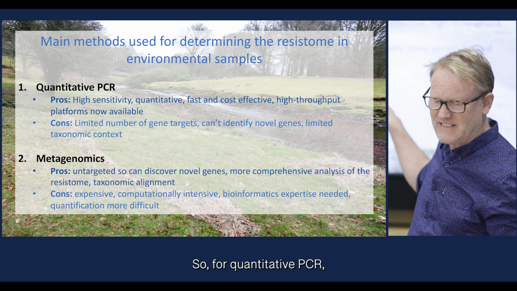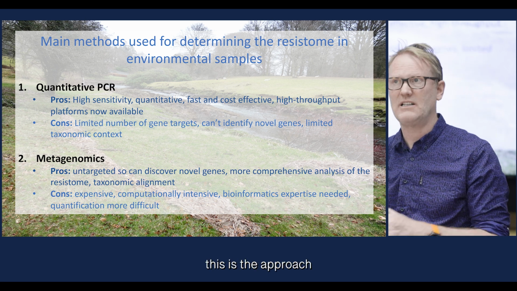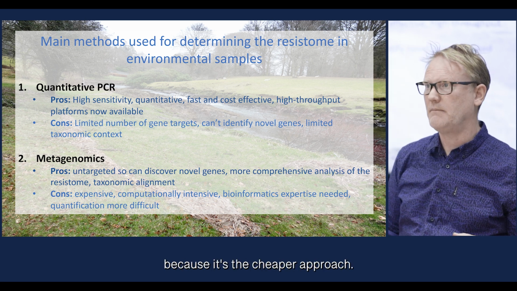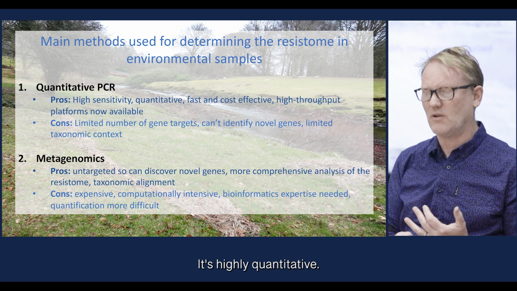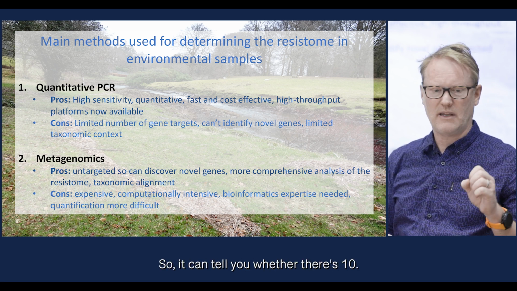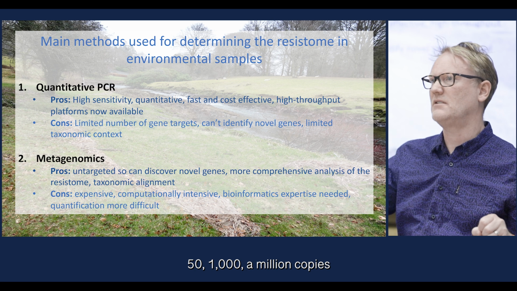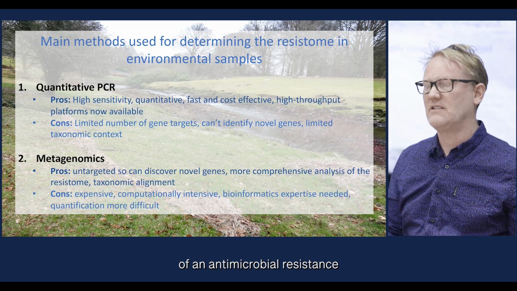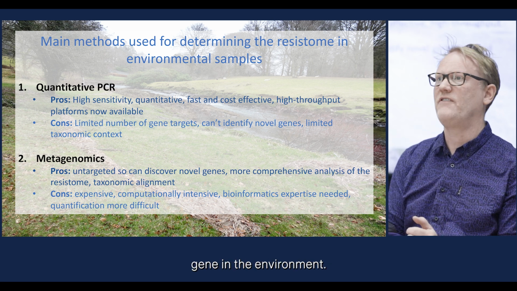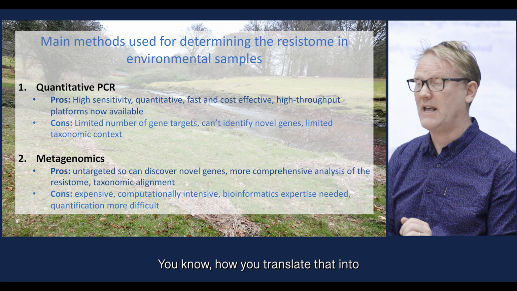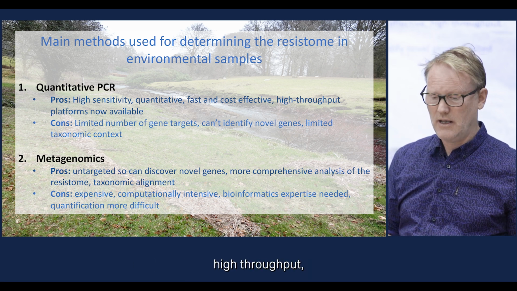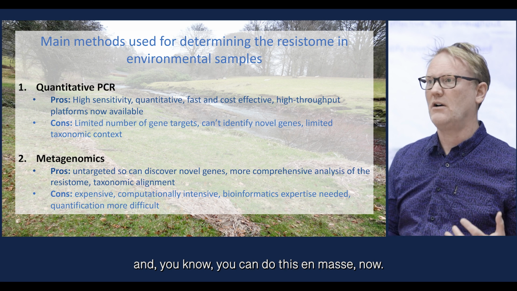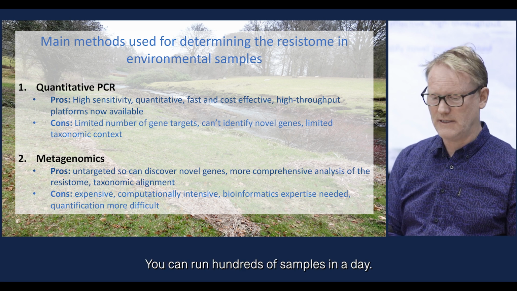So for quantitative PCR, this is the approach that we use in our lab mainly because it's the cheaper approach. It's got really high sensitivity. It's highly quantitative, so it can tell you whether there's 10, 50, 1,000, 1 million copies of an antimicrobial resistance gene in the environment. How you translate that into risk is a different question, but it is high throughput, and you can do this en masse now. You can run hundreds of samples in a day.